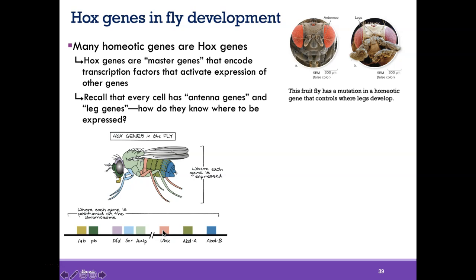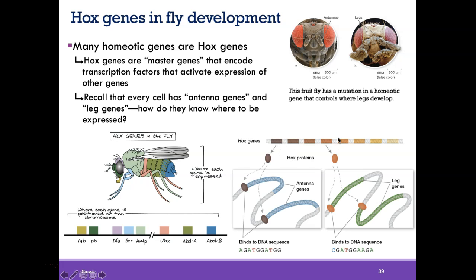You can see this part, UBX, is a transcription factor that controls the midsection of the fly. If I switch the order of these genes, I would mess up the entire body plan. So this fruit fly has a mutation in a Hox gene that controls where the legs develop, and here I put the leg transcription factor where the antenna should be. So now legs grew instead of the antenna. Right, because if I put leg transcription factors over here, it's going to tell these cells to form legs.